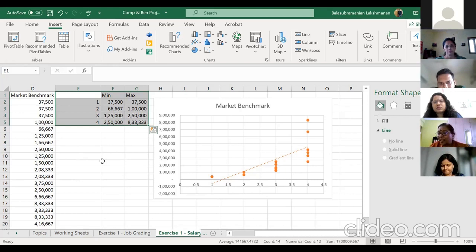It goes against the equity principle. That is also called what? The green circle. We'll talk about that more in detail. Now, having decided on grades and their ranges, what will you do next?